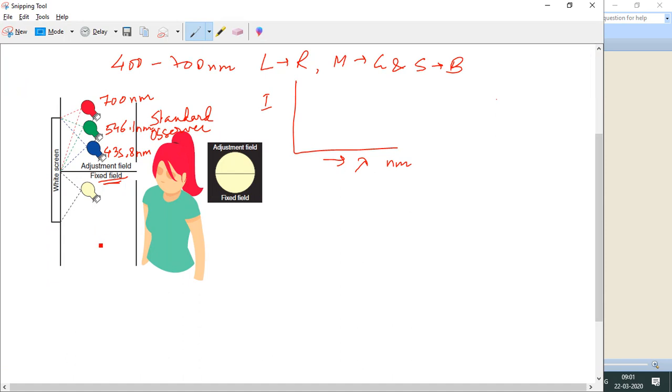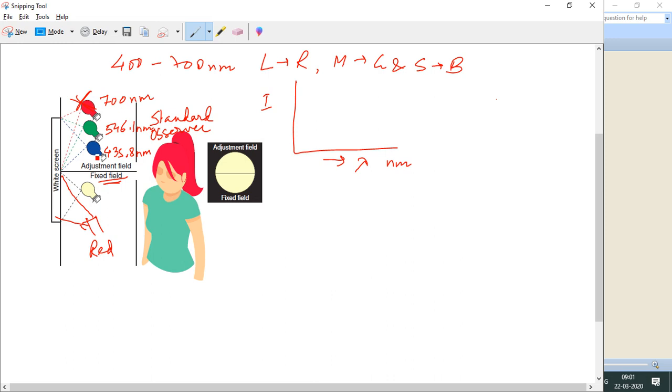So as I was saying, for certain colors in the range of 450 to 550 nanometers, the red light was added to the fixed field itself. It was removed from the adjustment field. That means it was removed from the standard observer side, and red light was added to the fixed field itself, so that the standard observer could match the color that is in the fixed field using green and blue light. Now the question is, why did this occur?